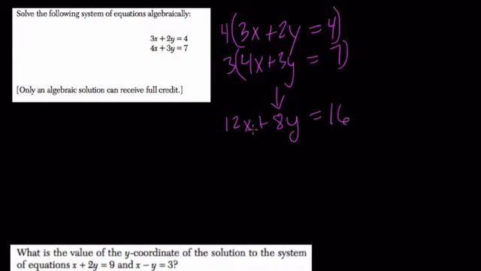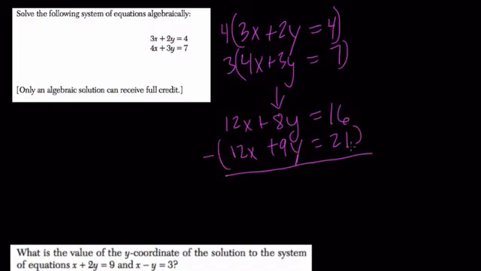Watch what happens. We get 12x plus 8y equals 16. Multiplied everything in the first by 4. Now multiply everything in the second by 3. We get 12x plus 9y equals 21. So now, because these x values are equal, if we subtract the second equation from the first, they cancel out, and we get 8 minus 9 is negative y, 16 minus 21 is negative 5. So then y equals 5, and we can plug that in to find x.